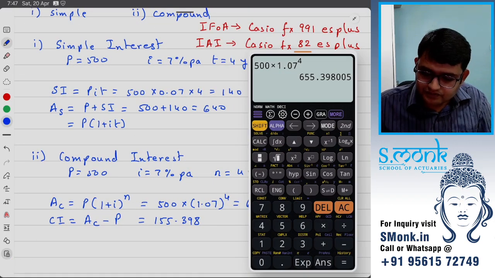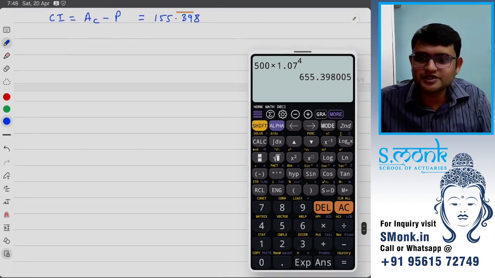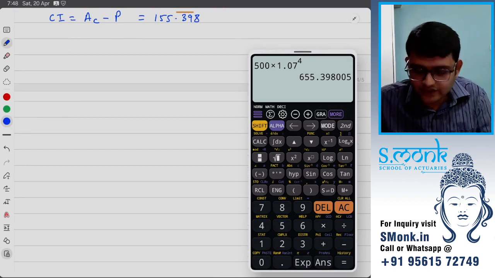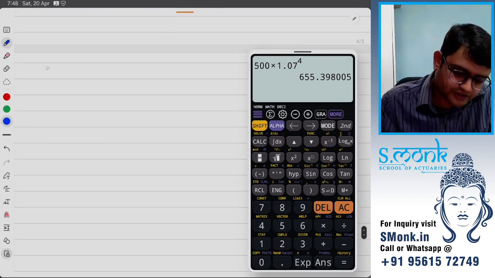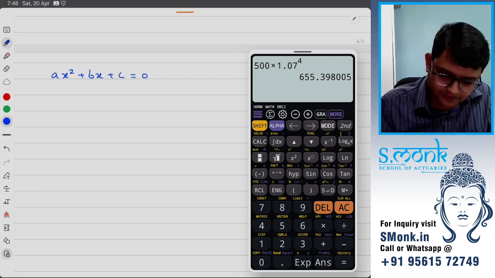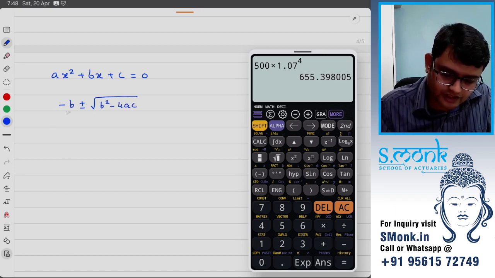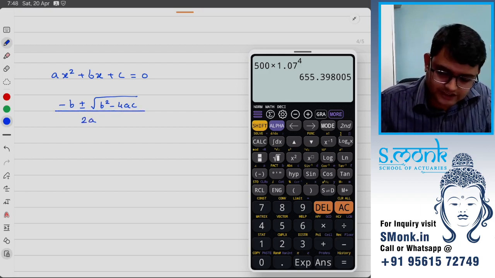Now see, the calculator. I will just show you a quadratic equation being solved so that you understand how we use the basics of this calculator. So a quadratic equation, if I have ax square plus bx plus c equals 0. This is our quadratic equation. We say the roots of this are going to be minus b plus minus under root of b square minus 4ac upon 2a, right?